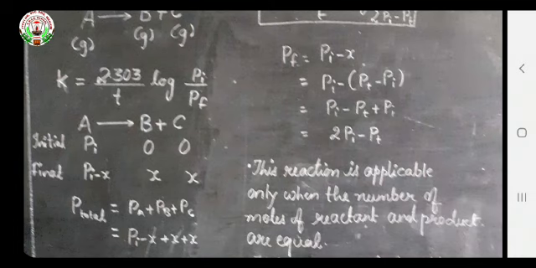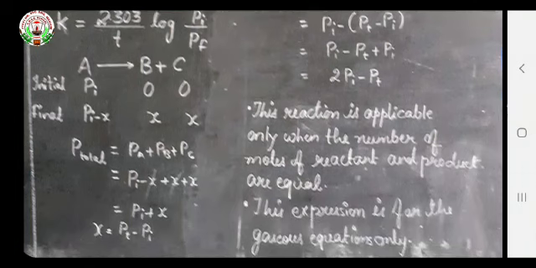P total is what? P total is PA plus PB plus PC. So we can write the values of PA, PB and PC. The value of PA is Pi minus x, for PB it is plus x, and again for PC it is plus x. By cancelling minus x and plus x, we get Pi plus x. And by shifting Pi across, we have x is equal to Pt minus Pi. With the help of this, we get the value of x.